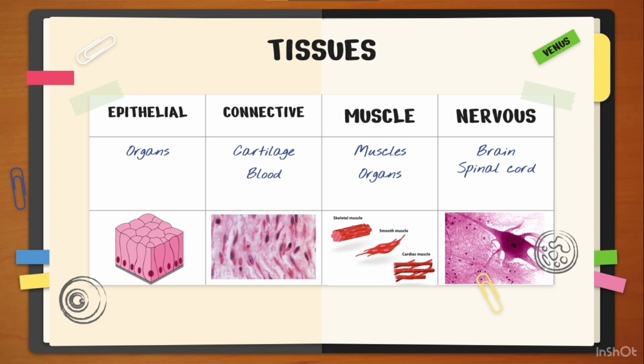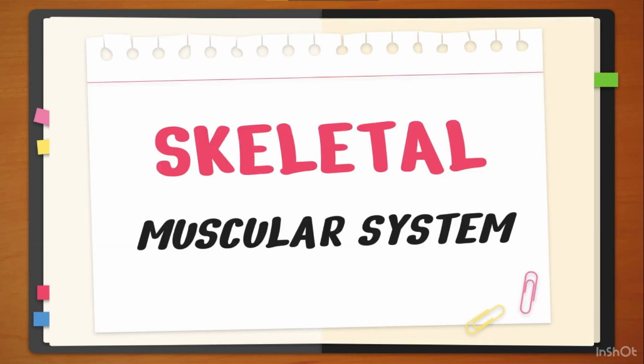Then there are the nervous tissues, which coordinate and control many body activities. It is found in the brain, spinal cord, and nerves. And its functions are sensory input, integration of data, and motor output, and its types are neuron and neuroglia.